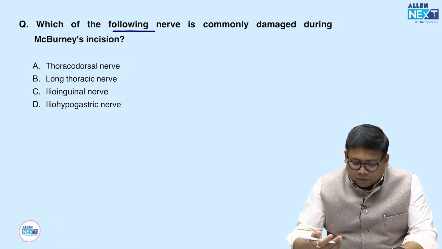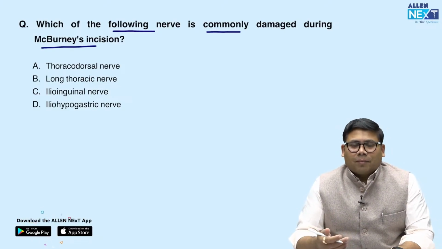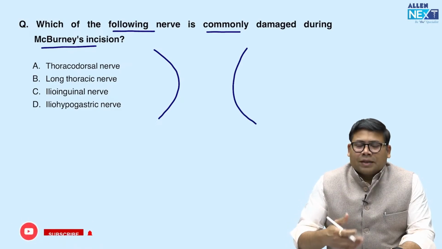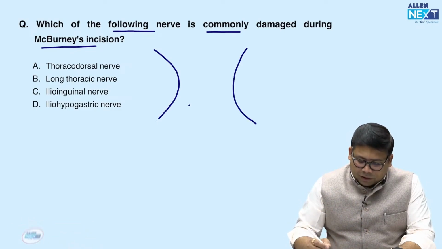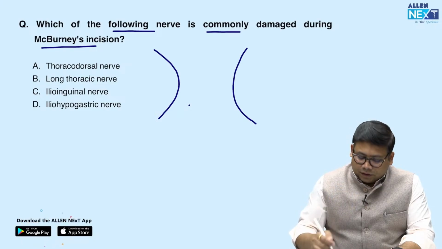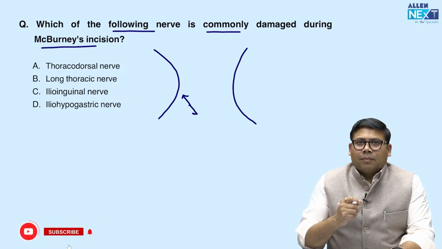The first question is, which of the following nerves is commonly damaged during McBurney's incision? So when we talk about McBurney's incision, where do we make it? Over the right iliac fossa. The McBurney's point is at the medial 2/3 and lateral 1/3 of the spinoumbilical line, and perpendicular to this is the McBurney's incision.